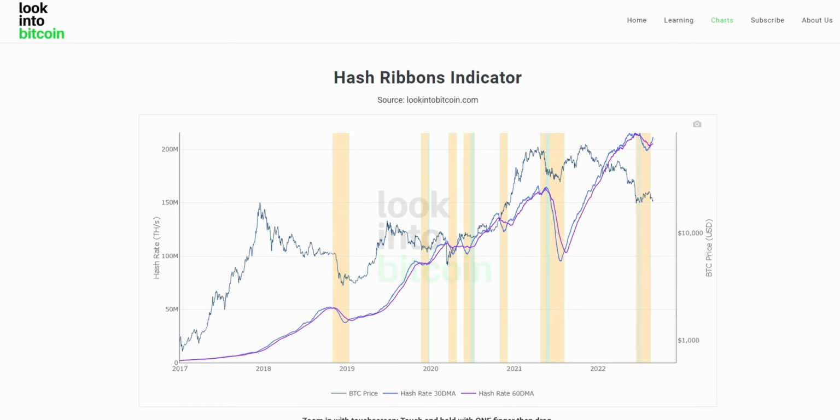Hi everyone, today we're going to be going over the Bitcoin hash ribbons chart and how you can use this tool to help improve your Bitcoin investing and analysis.